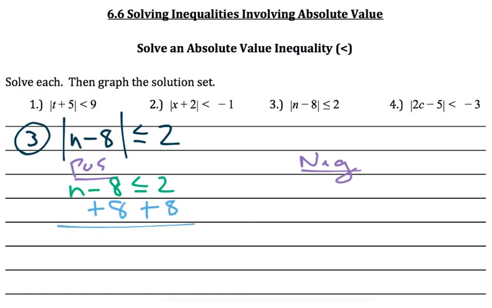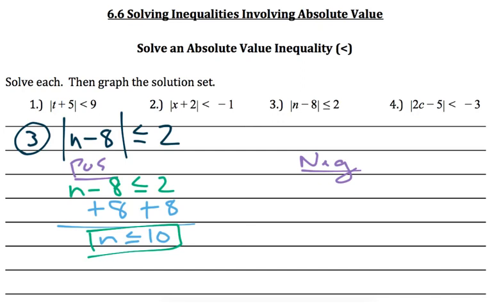Adding 8 to both sides gives me n is less than or equal to 10. And if I plug 10 back in, 10 minus 8 does give me 2. If I plug 9 in, 9 minus 8 does give me 1. And notice that I'm not talking as much about the extreme values now, and that's because of that whole "and" situation, where they might work in one and not the other.